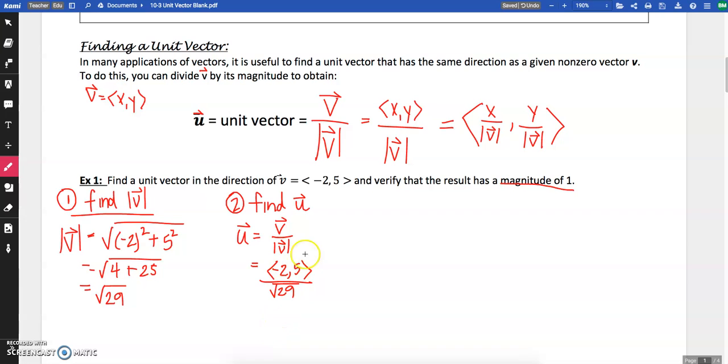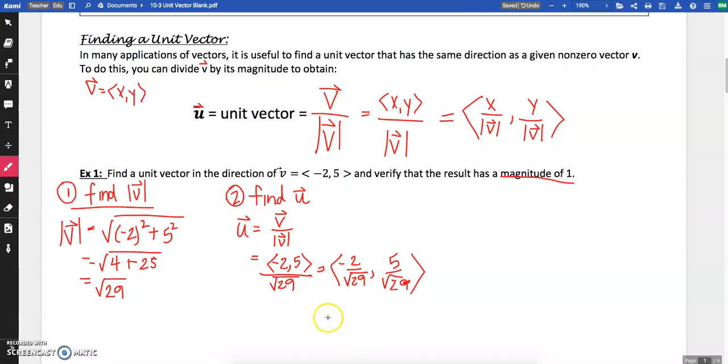Now I'm just going to distribute that division. Negative 2 over root 29, comma 5 over root 29. Again, we don't typically like to leave radicals in the denominator of a fraction. Pretty easy to rationalize this guy. So I know that I would just be multiplying by root 29 on the top and bottom of each fraction. So I can do that pretty quick here.